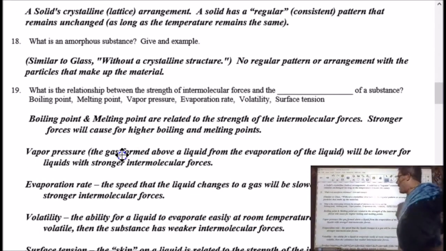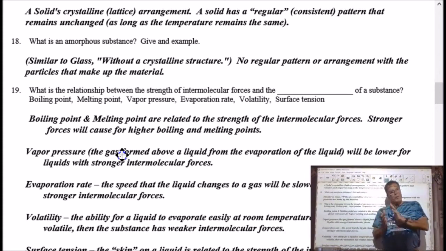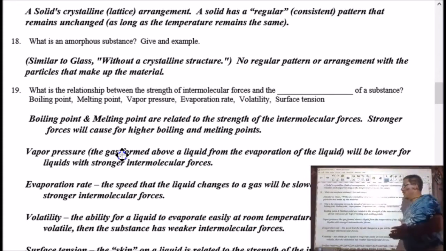Number 18, what is an amorphous solid? An amorphous solid is a solid that has no pattern, no arrangement, no regularity to it. Glass is a great example. It is a fluid. It's a very, very slow-moving fluid, but it doesn't have any crystalline structure or lattice structure, which you might hear that term when you get into AP.